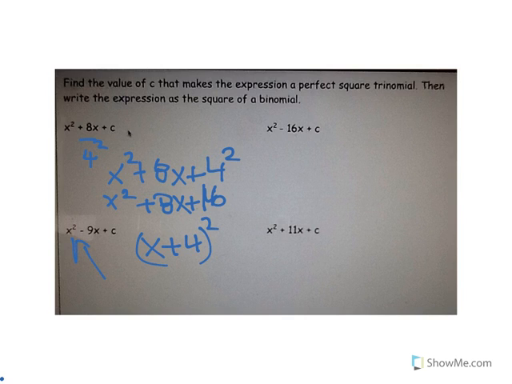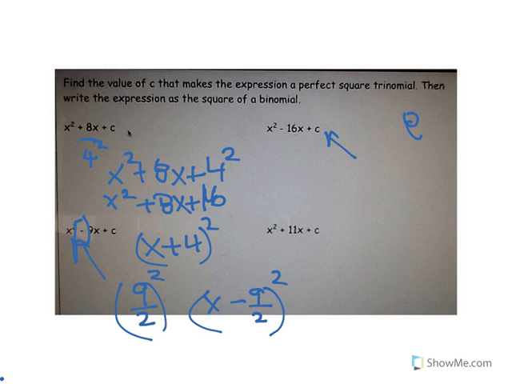This one here is again going to be half of 9, so 9 over 2, and then that's squared. So this is going to be x minus, remember the minus because there's a minus sign here, x minus 9 over 2, and then that whole expression is squared. For this one here, 16 divided by 2 is 8. So 8 squared is going to be my value for c. So it's just going to be x minus 8, and that whole thing squared.